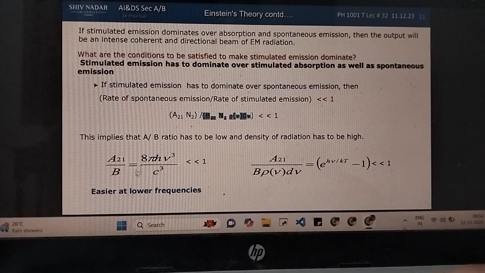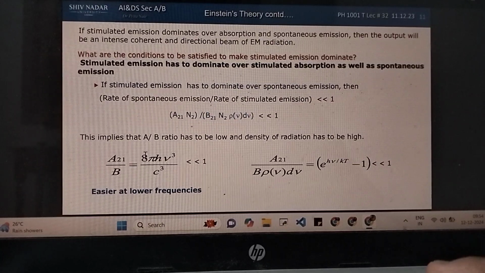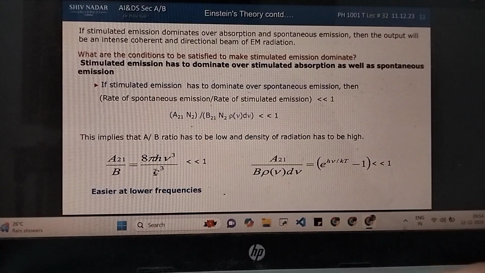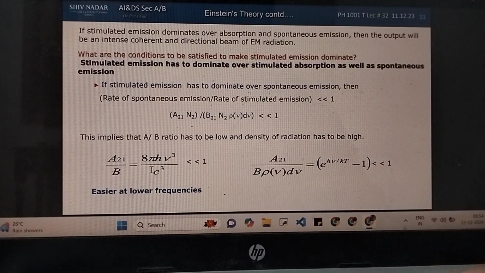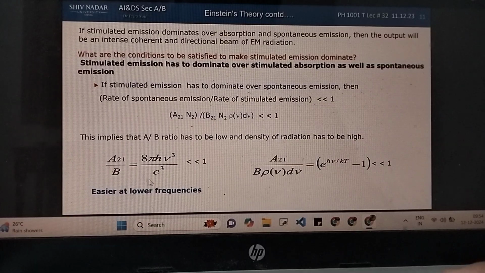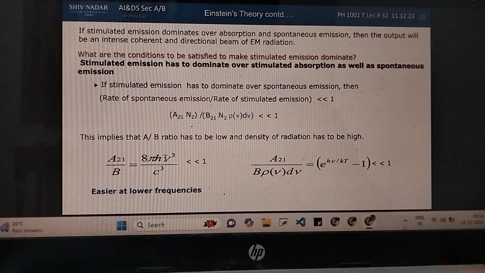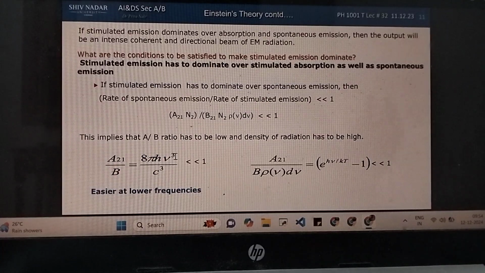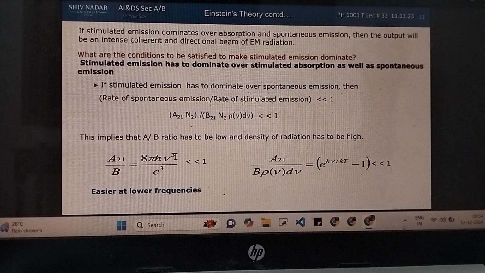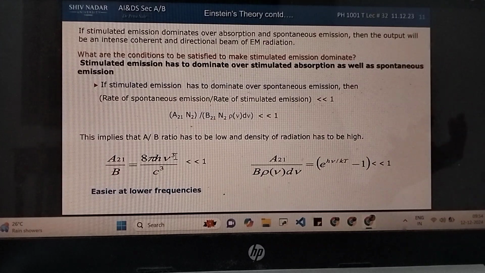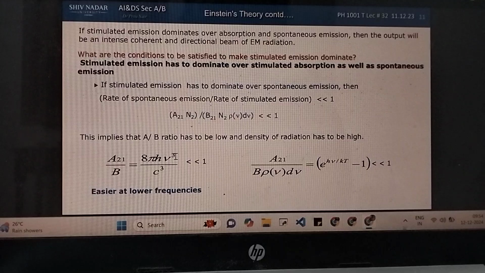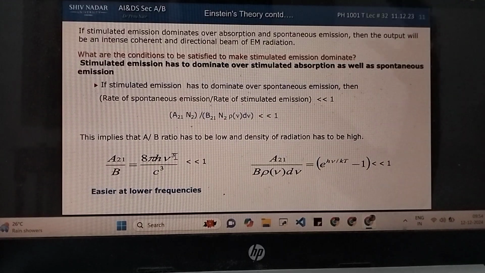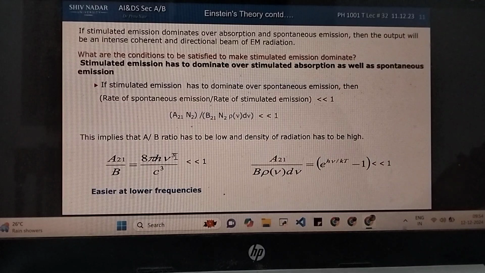So A21 by B should be very small, and this is the expression we derived for A21 by B, 8 pi h nu cubed upon c cubed, where you can see 8, pi, h, c are all constants. So if you want this thing to be very small, the only thing which is in your control is the frequency. So you make sure that the light or the electrons you're dealing with are going to be at very low frequency, in the sense that you choose a material such that it is going to emit light at very low frequencies.